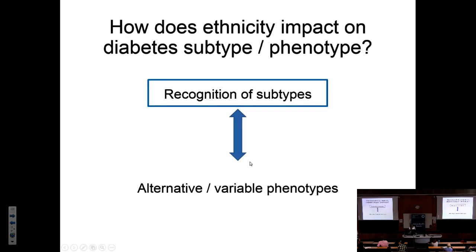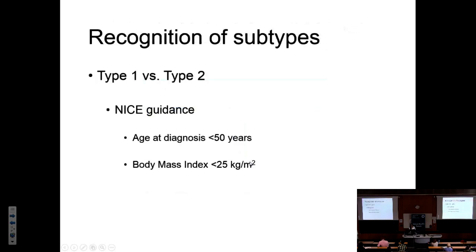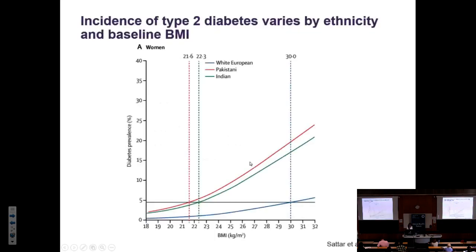So let's talk about how ethnicity might affect the recognition of different subtypes. Let's look at straightforward type 1 versus type 2 diabetes. Now, NICE, we all follow NICE guidelines over here, and NICE guidance on type 1 diabetes in adults tells us to consider the diagnosis of type 1 in people who are diagnosed before the age of 50, so that's quite broad, and have a body mass index below 25.